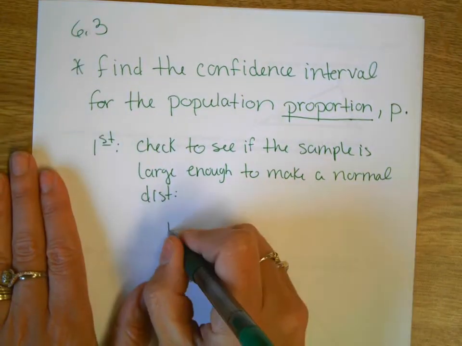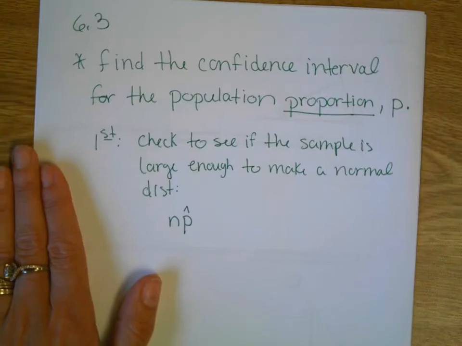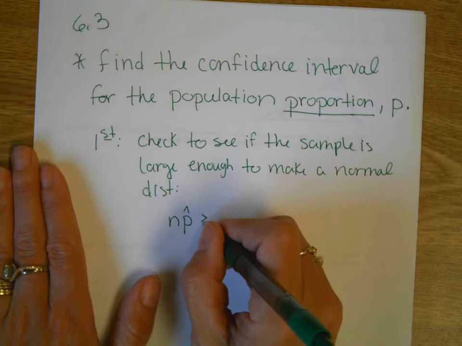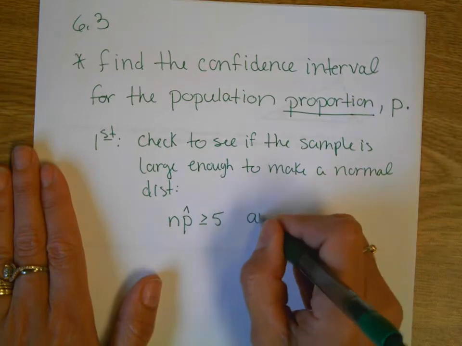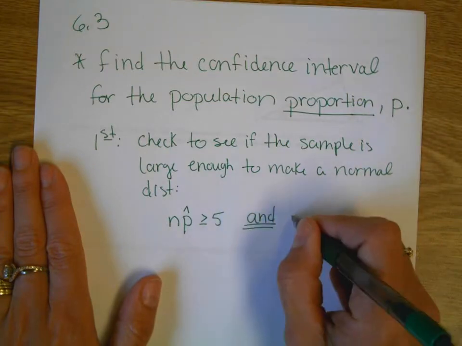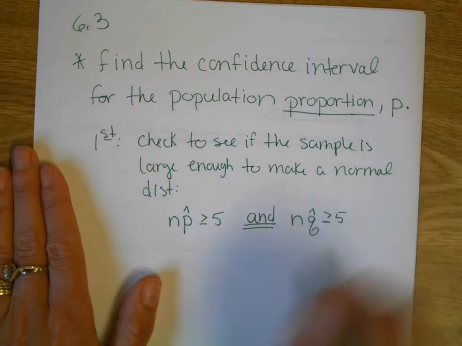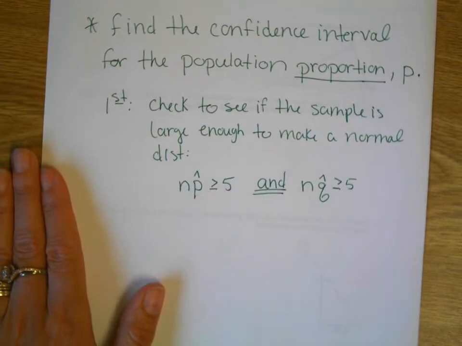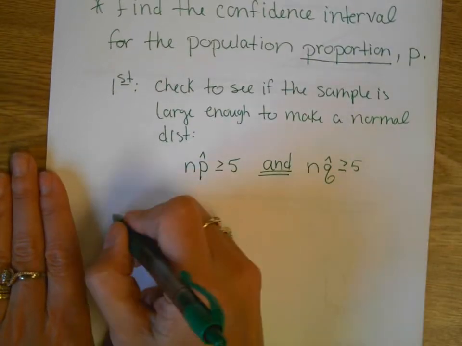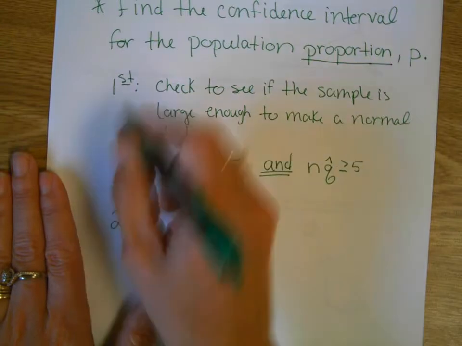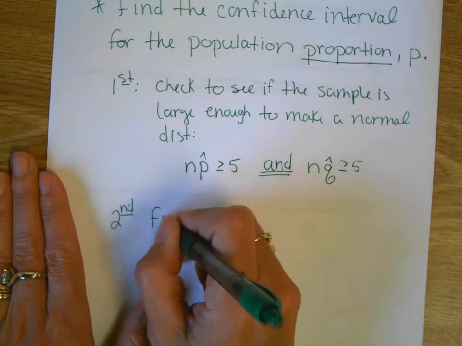And what you check is your sample size times p hat. I will tell you what p hat is in a minute. That has to be greater than or equal to 5. And n times q hat also has to be greater than or equal to 5. So second step, I should have these reversed. This should really be your first step, that should be your second step.